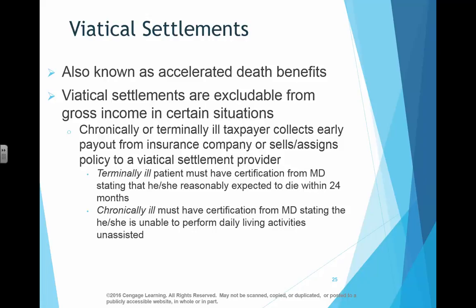It's just an example. But so what do I want? I want a piece of my $300,000 now to pay for the health care. That's a viatical settlement. And I can do that as long as I've got certification that I'm reasonably expected to die within 24 months, or I'm chronically ill, I've got multiple sclerosis, and I'm never going to be able to function at the level that I was before I was diagnosed. Then I can go sell my life insurance policy to a viatical company, and they become the beneficiary.